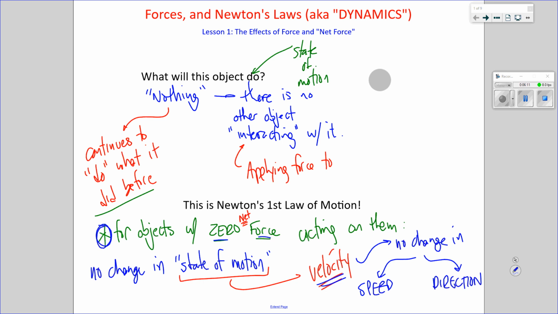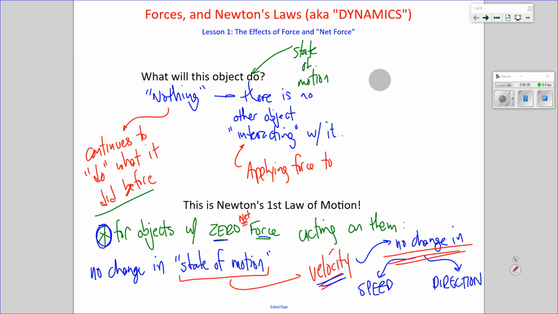So when we say objects at rest tend to stay at rest, that means maintain a velocity of zero. Objects in motion tend to stay in motion. Well, what we really mean is without changing velocity. So objects in motion tend to stay in motion at a constant velocity in a straight line at a constant speed. Well, that's the most thorough Newton's first law we can say.